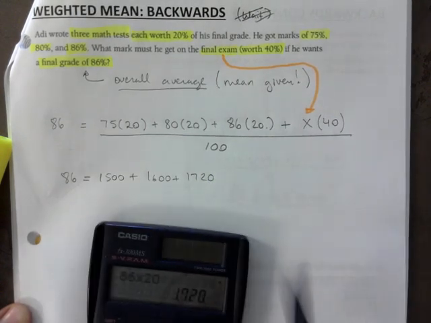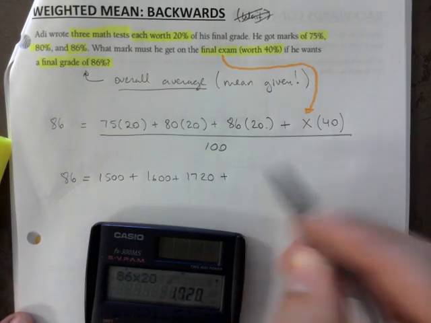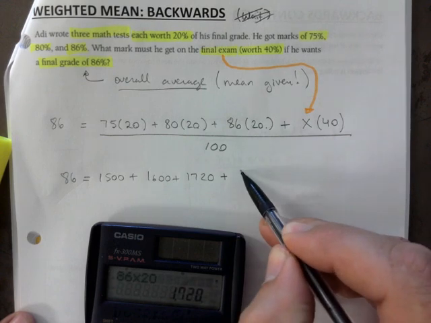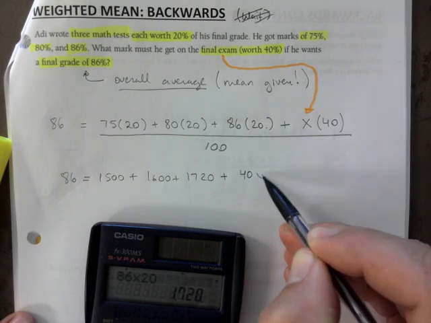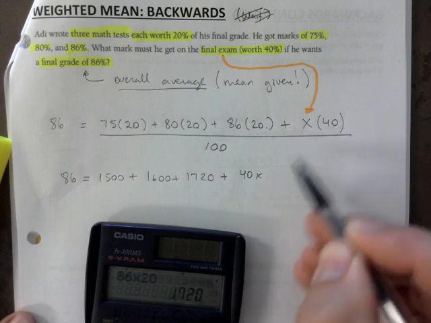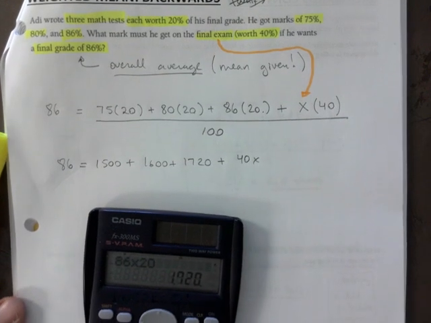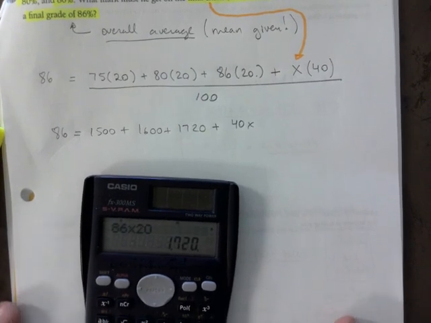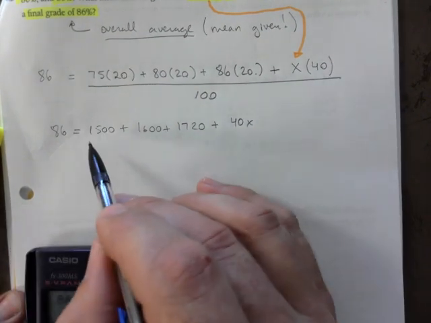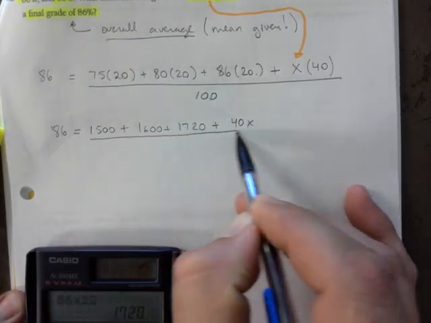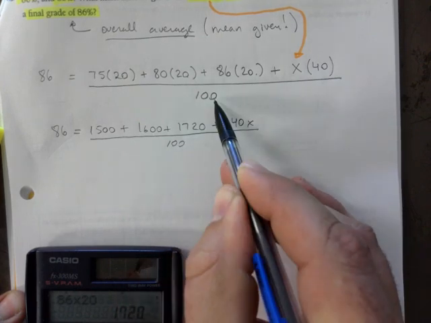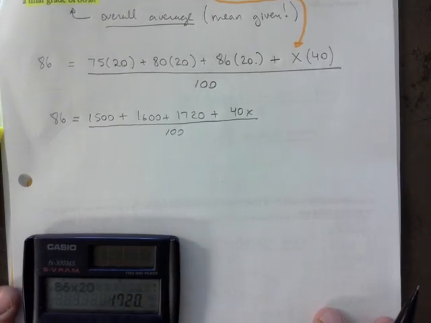That's why I leave you lots of space. This one, at this point, I like to just say 40x. Like x times 40 is the same thing as 40x. That's conventionally how we write that when you have a number and a variable multiplying. You divide this whole thing by 100, right? Just to keep in line with our initial setup.